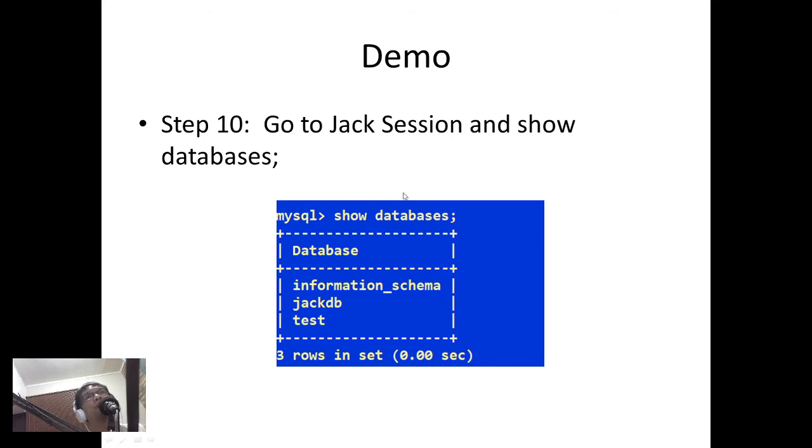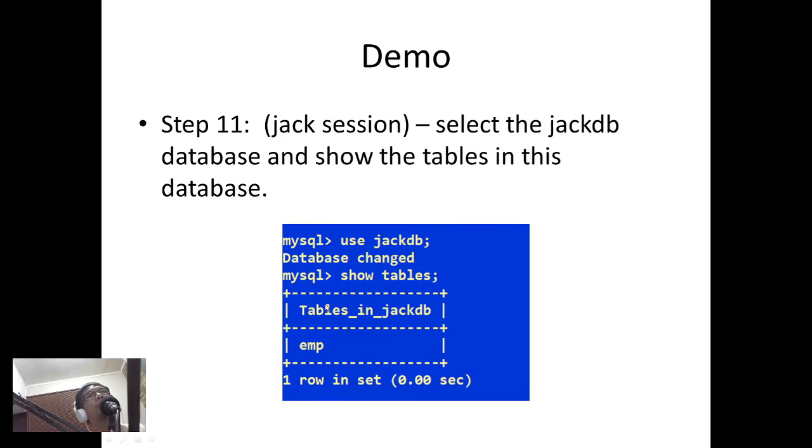Let's go back to the Jack session and show databases. You'll notice now that Jack has access to the JackDB database. Still under the Jack session, we can now select the JackDB database. USE JackDB, so that will be the default database for Jack. Then SHOW TABLES. You notice that the emp table is now shown here, and it can be accessed by the user Jack.